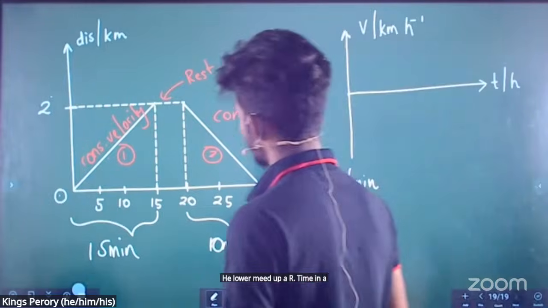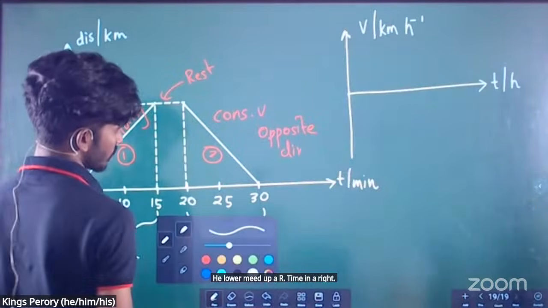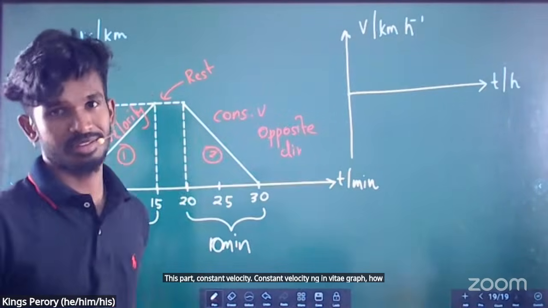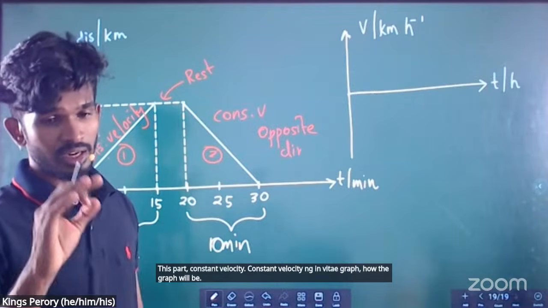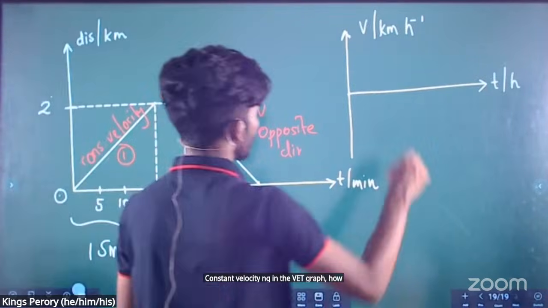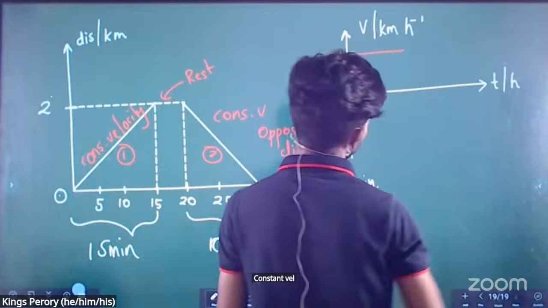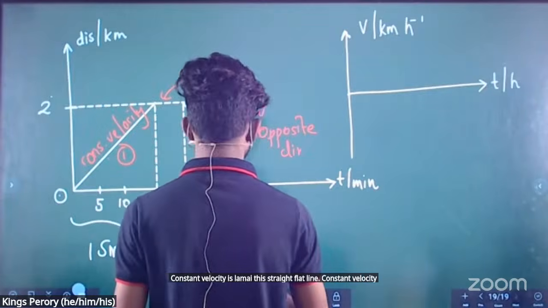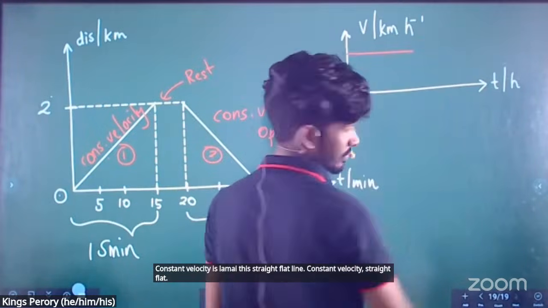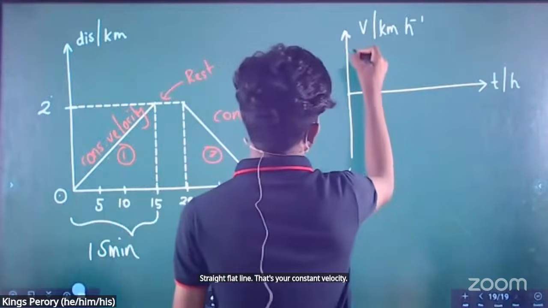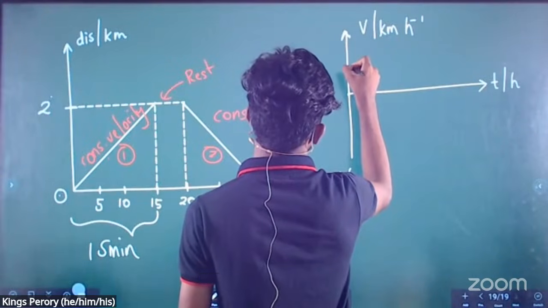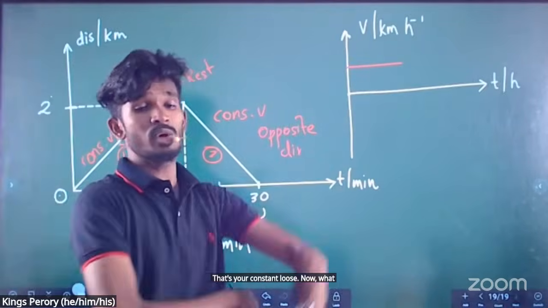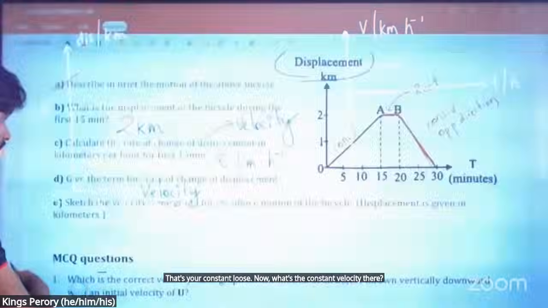Kilometer per hour, time in hour. Right. This part is constant velocity. For constant velocity in the VT graph, how will the graph be? Constant velocity is a straight flat line. No? Constant velocity is a straight flat line. That's your constant velocity. Now, what's the constant velocity there?